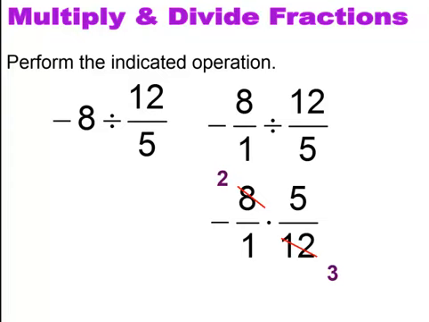Now, don't lose the sign. We have a negative times a positive, so it's going to be a negative. 2 times 5 is 10. 1 times 3 is 3, so we end up with a negative 10 over 3.